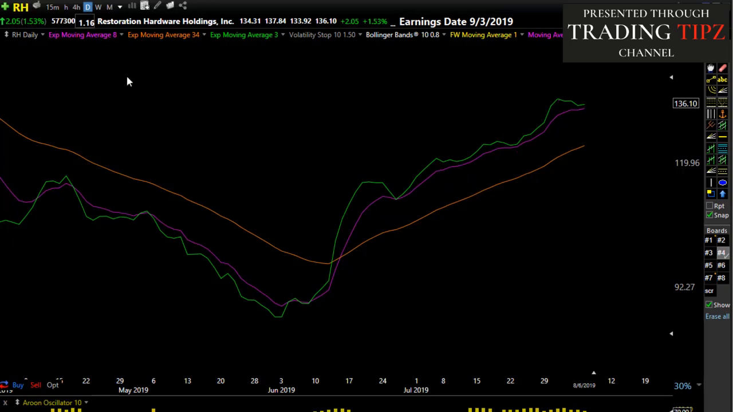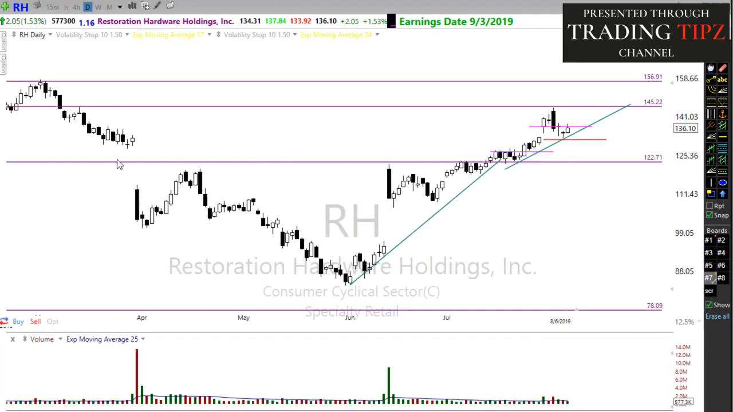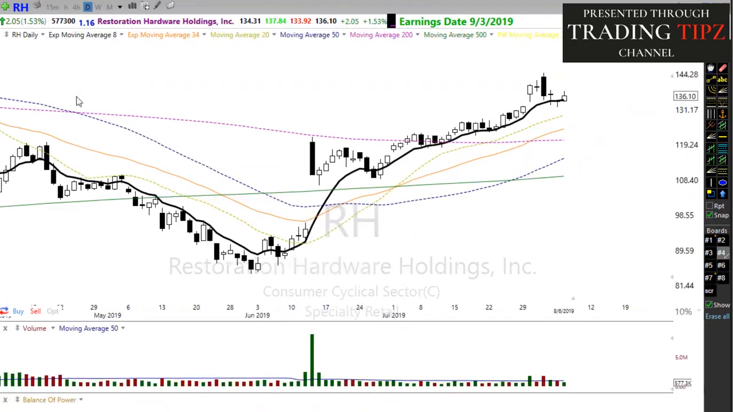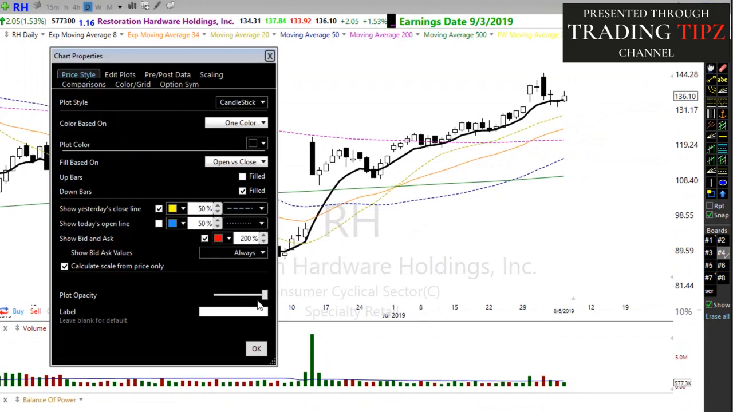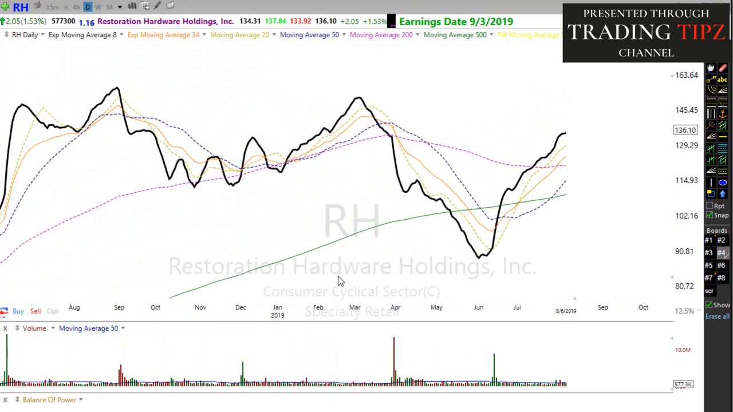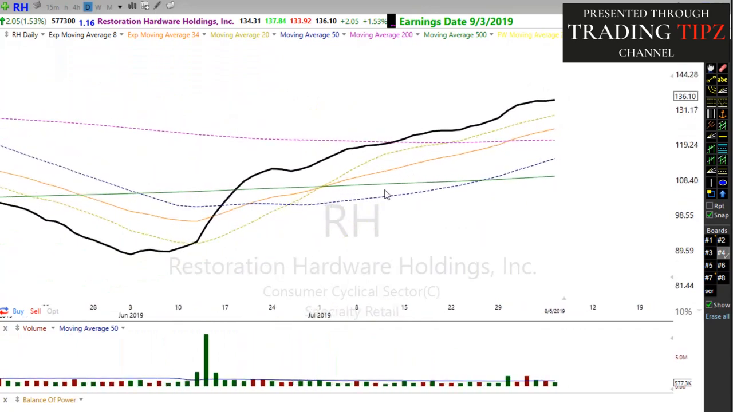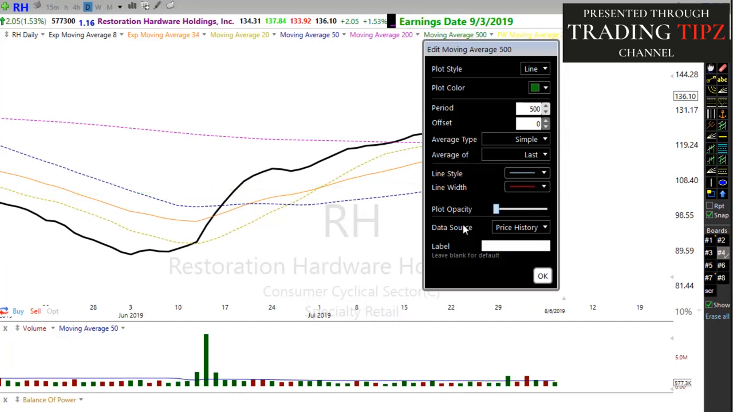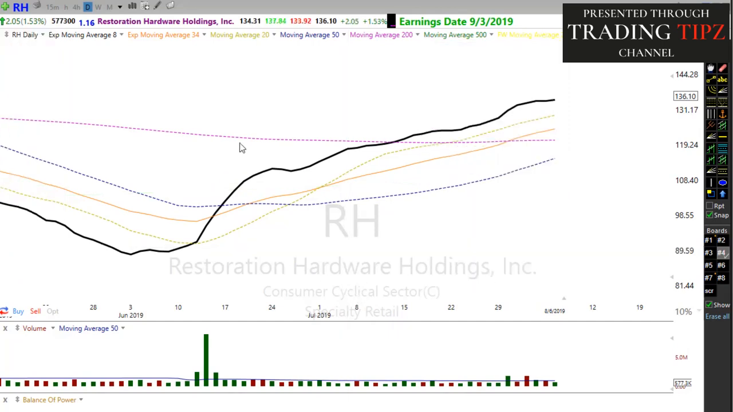So let's take a look at a standard chart that we look at all the time, and that's that T-line chart. Okay, and I'm going to take the price off of the T-line chart. In the T-line chart, I've got the blue moving average, the 50-day. I'm going to shut this 500 off for now. The pink is the 200. The black is the 8 exponential. This orange kind of color is the 34. And the yellow is the 20 simple moving average.